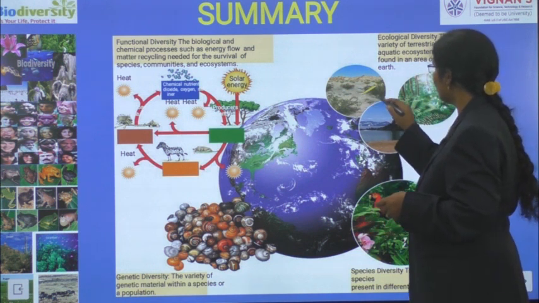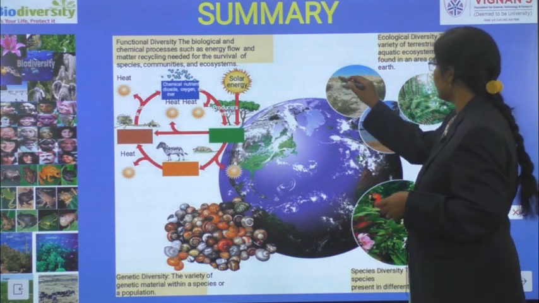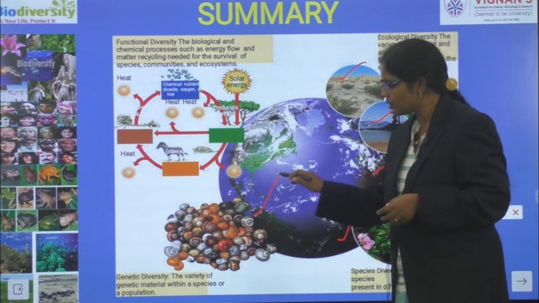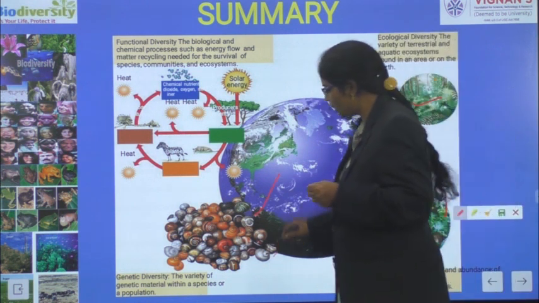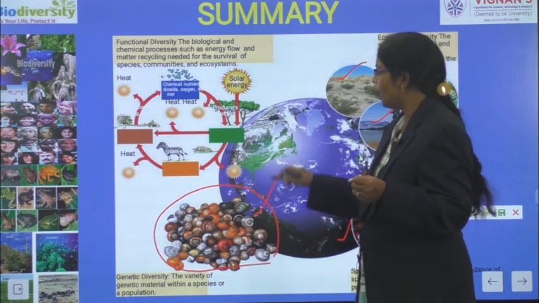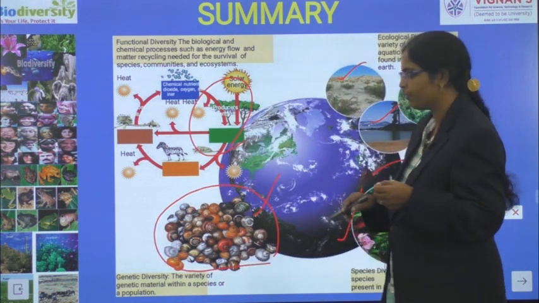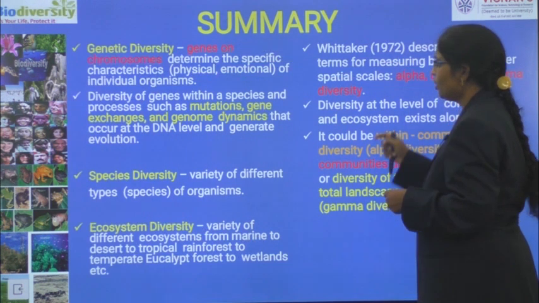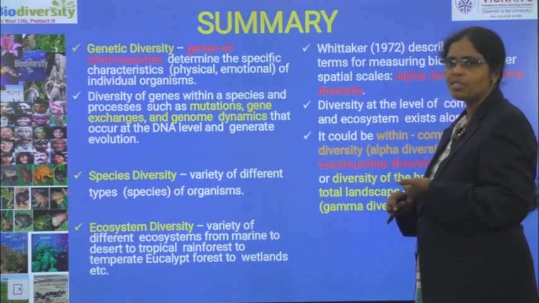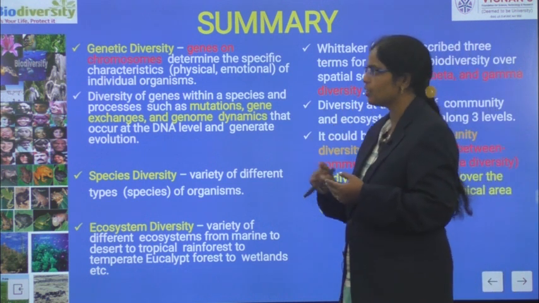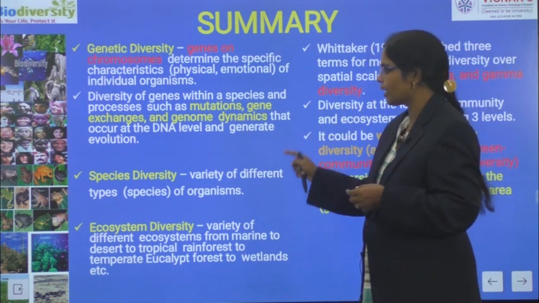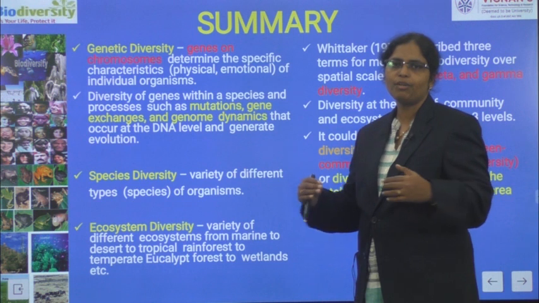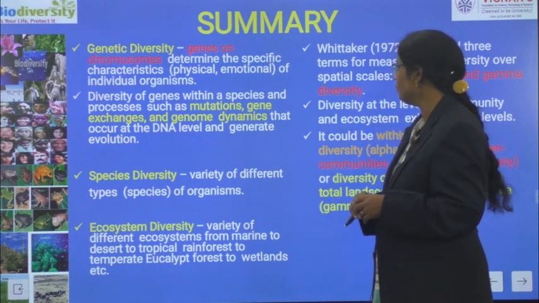Here you can observe a variety of ecological diversity, various ecosystems, and here various species in a particular region, and here genetic changes, genetic diversity in a particular one species. And here this is the functional type of biodiversity among all the living organisms on the earth. Now the summary of this topic is there are three levels of biodiversity. One is genetic diversity, genes on chromosomes, changes in the genes. And the second one is species diversity, a variety of different species in a particular region. And ecosystem, a variety of different habitats, is called ecosystem diversity.